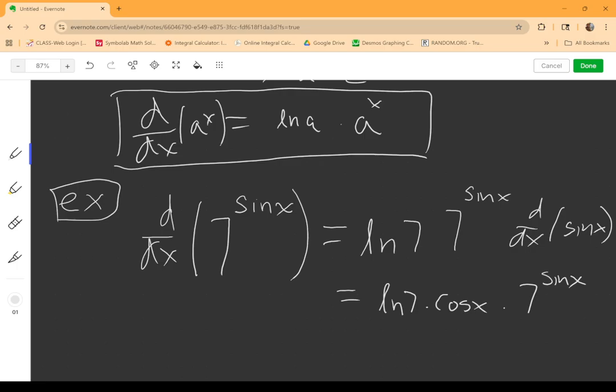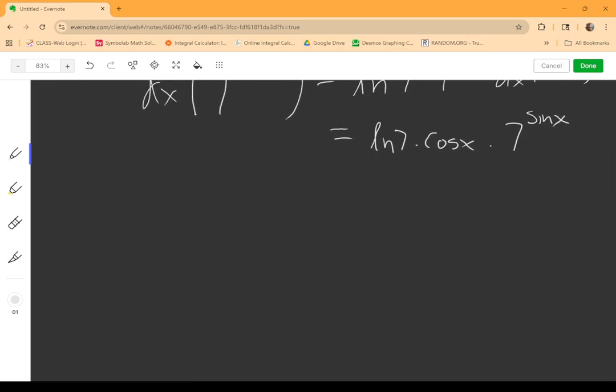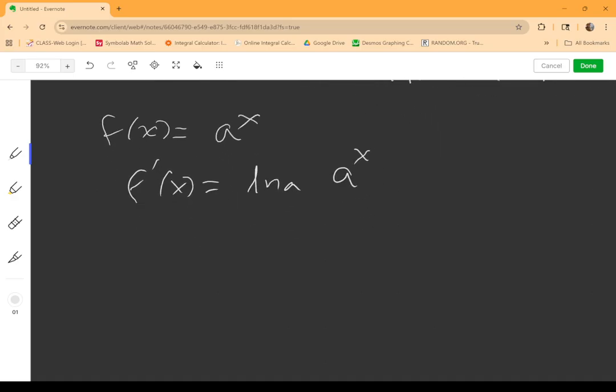Okay. All right. Now, in terms of what the graph of a general exponential would look like, here, again, if we have f of x is equal to a to the x, and we know that f prime of x is natural log a times a to the x. All right, so a is some positive value, and x can just be any real number.